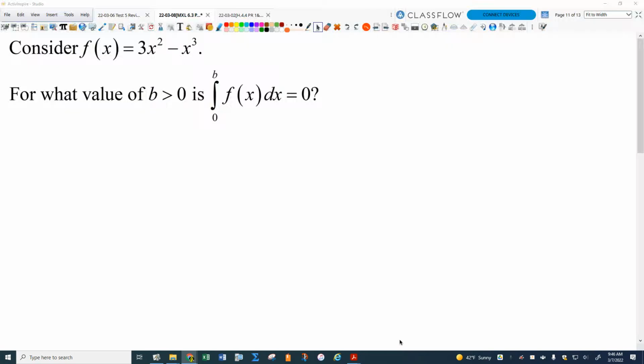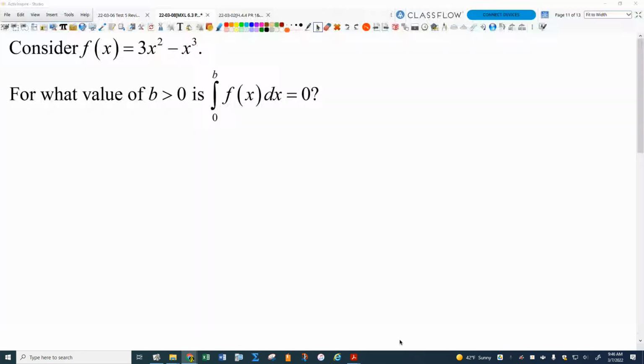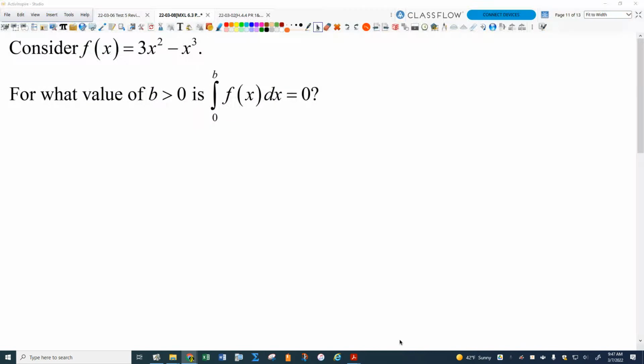Is this a first fundamental theorem or second fundamental theorem issue, do you think? What do you think? Actually, this would be a first, right? Because there's no involvement of the derivative here. We're just looking at total areas. We want to set the total area equal to 0, but it's kind of a weird one because we're trying to find this value of the variable that's the upper limit.